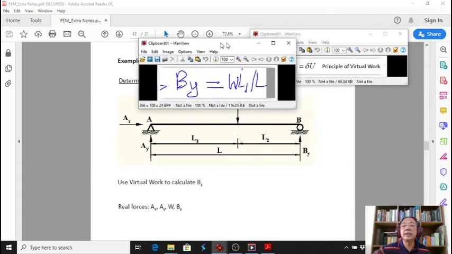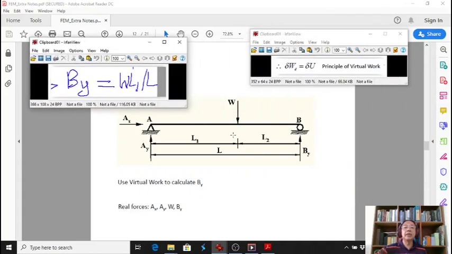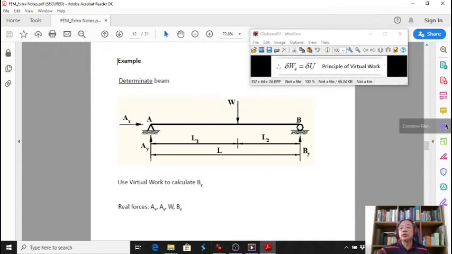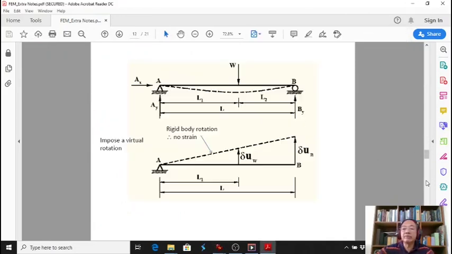Okay, so BY is WL1 per L. So we are going to use a virtual work method to find the reaction. So let's consider this is the same beam.